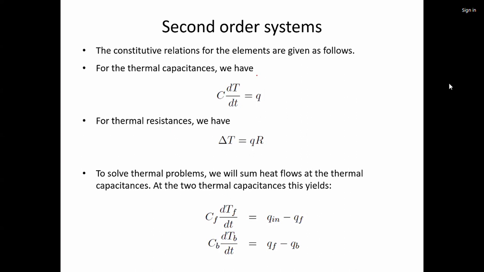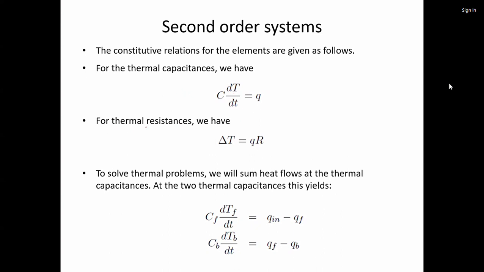So we write down the constitutive relations. For the thermal capacitance, we have the capacitance C times the temperature gradient, C dT over dt, which would give us the heat flux. This is the conservation of energy. The rate of change of temperature of the object times the capacitance will give you the heat released or heat absorbed, right? This is the first law of thermodynamics.